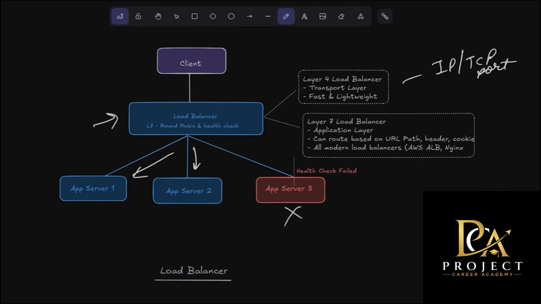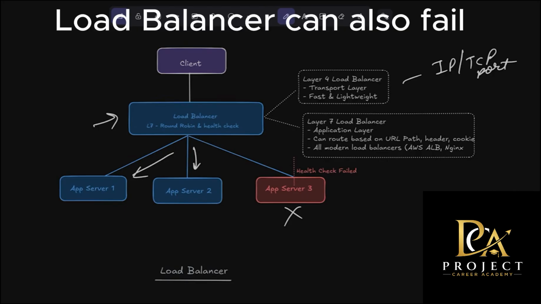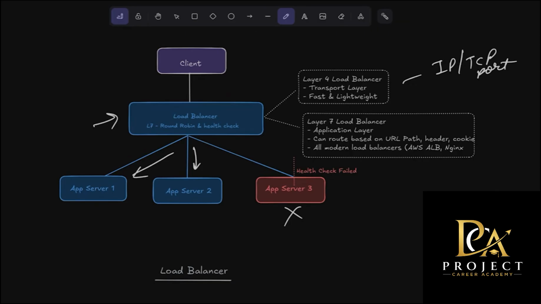Now here comes another question. Can the load balancer itself become a single point of failure? Because if the load balancer itself fails, wouldn't the entire application become unavailable? And the answer is yes. A load balancer can also become a single point of failure. And because of this, we need redundant load balancers. We need to deploy multiple load balancers.